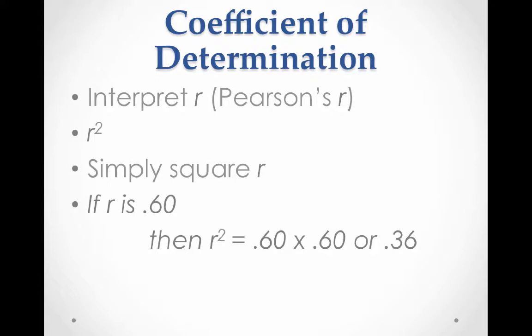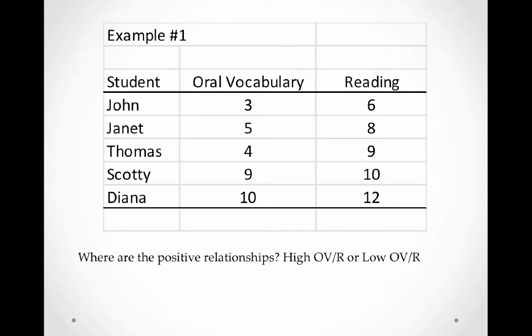What I want you to know about it is you interpret R, Pearson's R. This is from the last section, I think the last two sections actually. R squared is the coefficient of determination. So you simply square R. If R, which is Pearson's R, is 0.6, then R squared is 0.6 times 0.6, which equals 0.36. So your R squared coefficient of determination would be 0.36. Example, similar to the one we used last time.